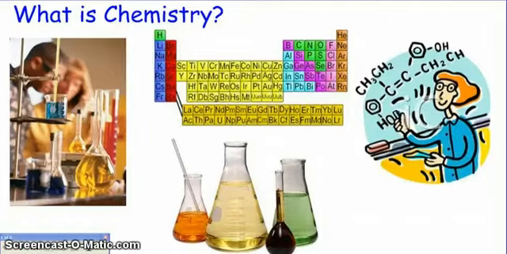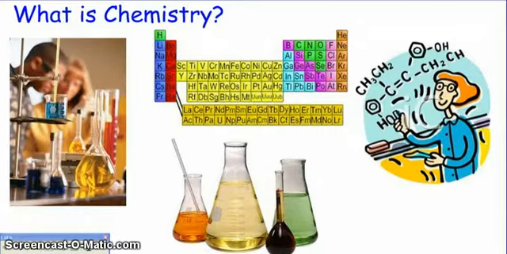Today we're going to talk about some introductory topics in the first section of Chapter 1, including some introductory vocabulary such as chemistry, matter, and substance. Hopefully you've already heard these terms before, but let's start with what is chemistry.